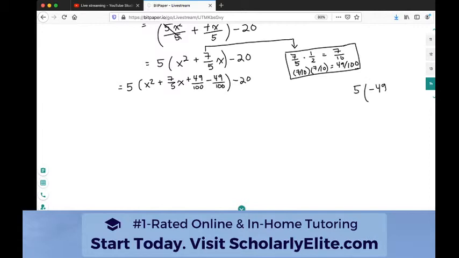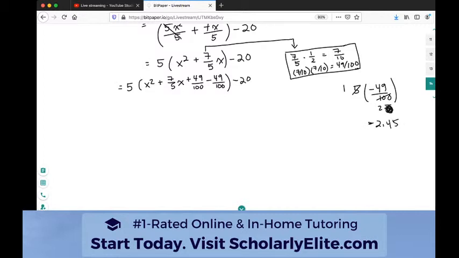5 times negative 49 over 100. There's a couple different ways you can do this. You can reduce this, you get 125. It doesn't really matter. So I'm just going to go ahead and plug that into my calculator. Oh, sorry, not 5. This is 20. My bad. That's 20, because I'm dividing it by 5. So 49 divided by 20. So this is going to be negative 2.45.